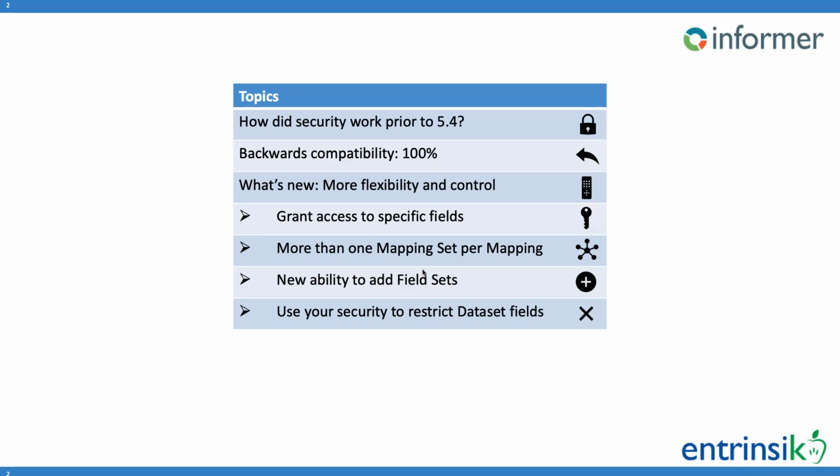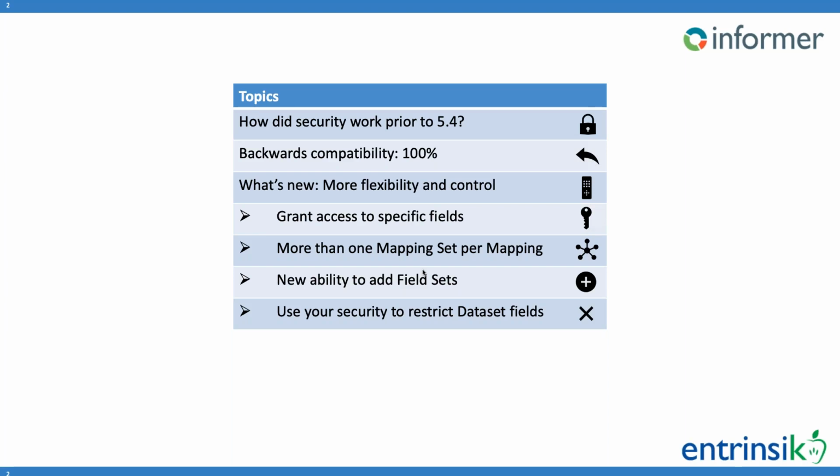So one thing people have asked for and we now offer is the ability to grant access to specific fields in a data source. We also allow people to add more than one mapping set to their mappings, and we introduced field sets, which are similar to mapping sets but at the field level, and they're mainly used for organization rather than security. And then finally, we're bringing down to the data set level the ability to use all of the settings you have on your data source and take advantage of those when you go to share your data sets.